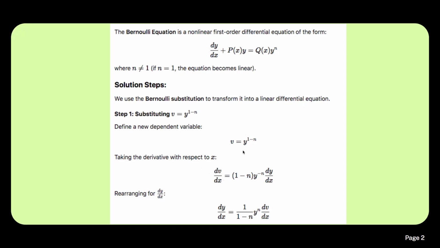Then we get dv/dx equals (1 minus n) times y to the power of minus n times dy/dx, where y is a function of x. Then the original is dy/dx, and we try to use dv/dx instead. So we have dy/dx equals 1 over (1 minus n) times y to the n power times dv/dx.